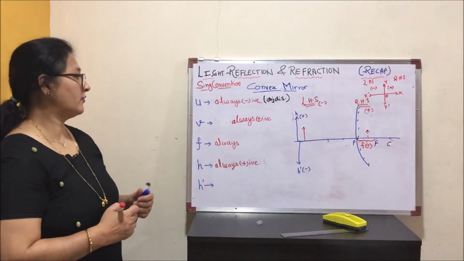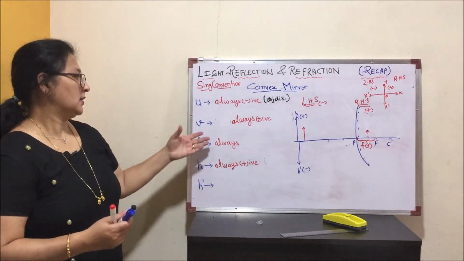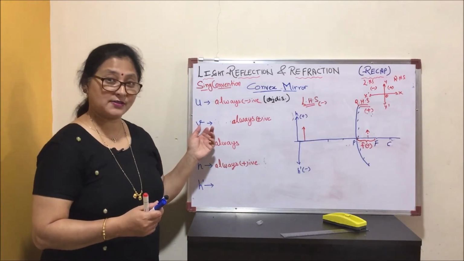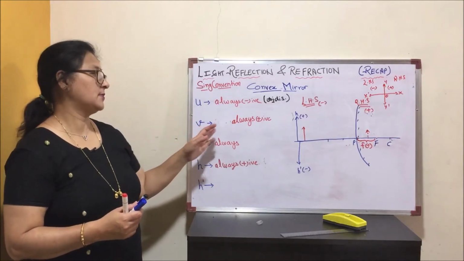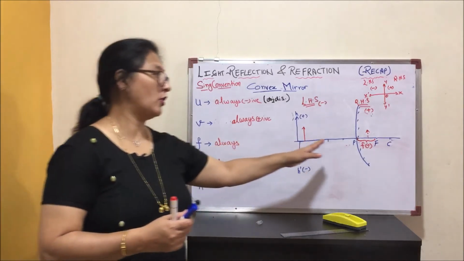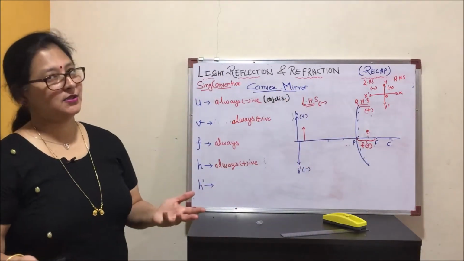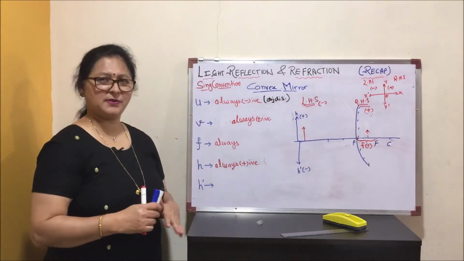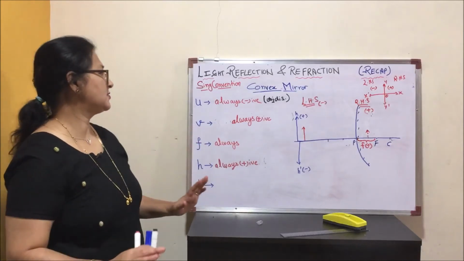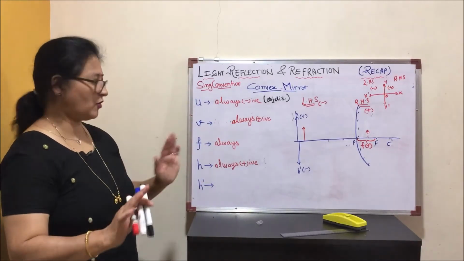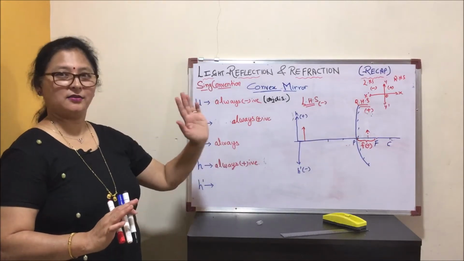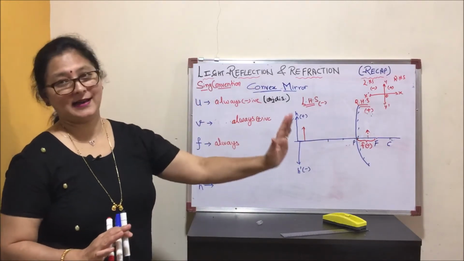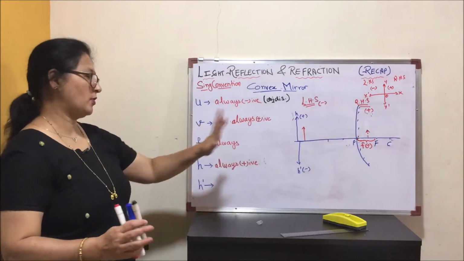In case of convex mirror, the image formed is always positive because it is formed on the right hand side of the mirror. So convex mirror is very easy to learn. U is always negative, concave or convex. V, the image, is always formed erect, virtual, and on the right hand side, so it is always positive.